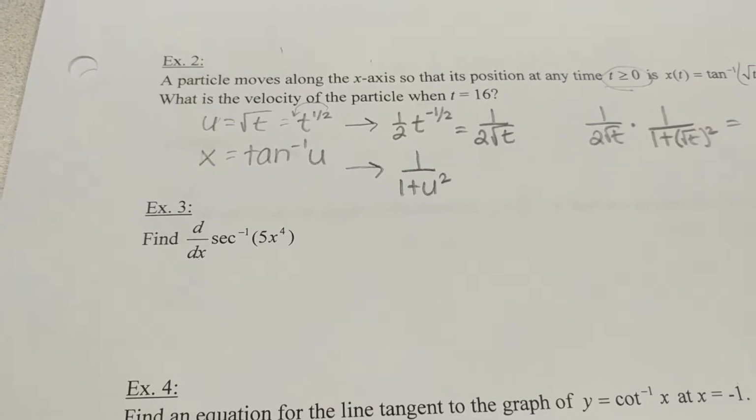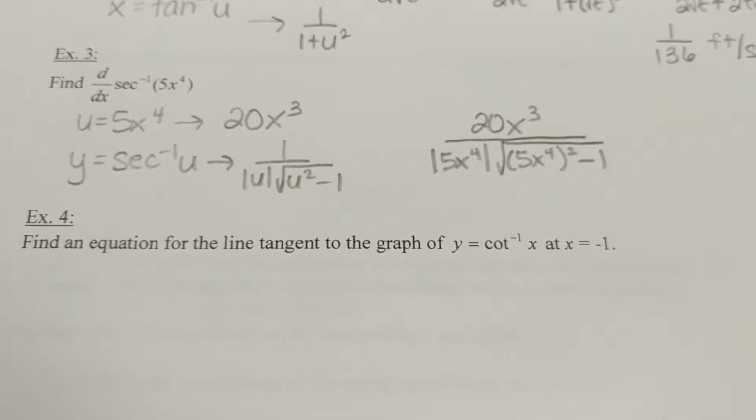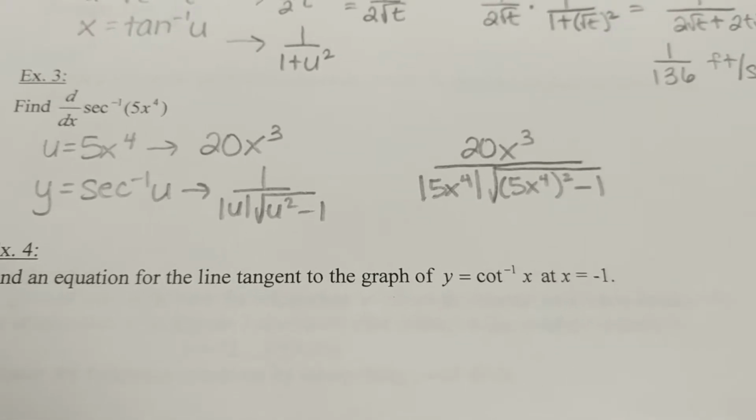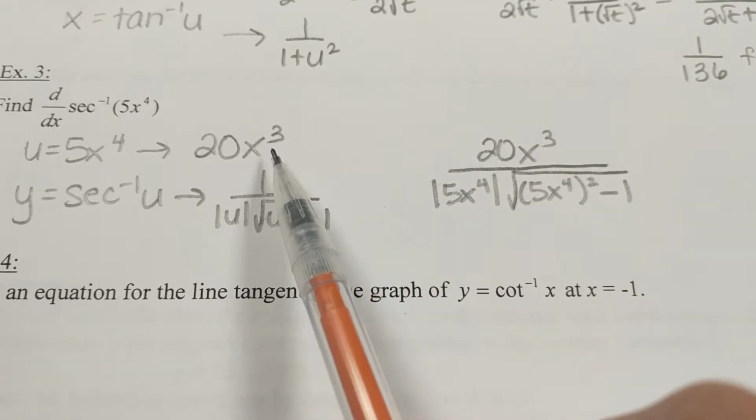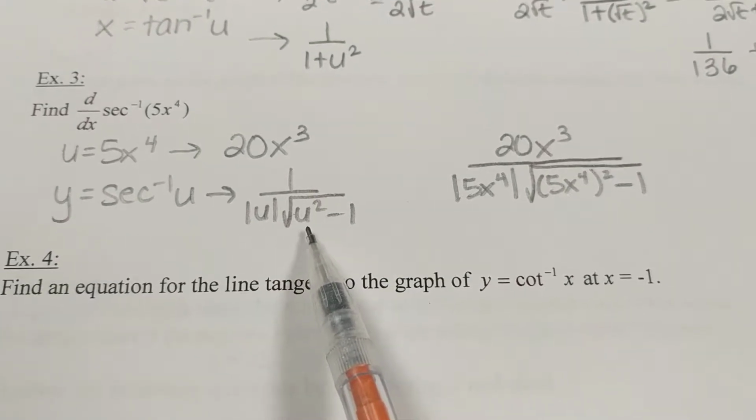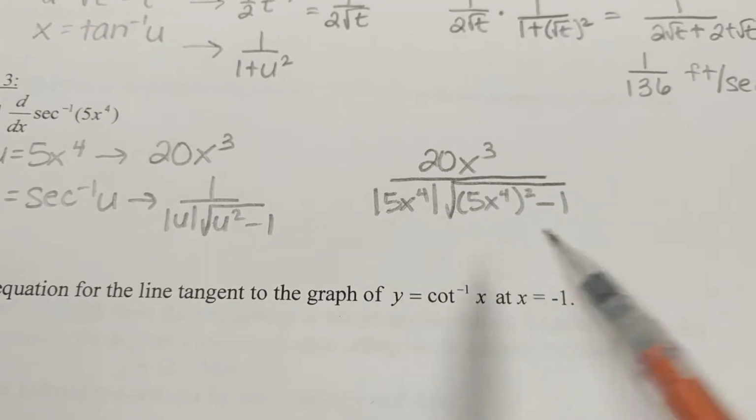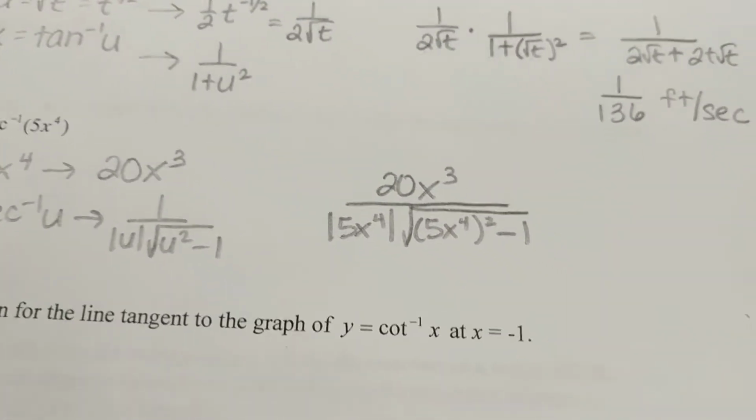Next one, I want you to try on your own. Same process. All right, so I did derivative of the inside, and I got 20x cubed. Derivative of the outside is 1 over absolute value of u, square root of u squared minus 1. So when I plug everything in, that's what we end up getting.